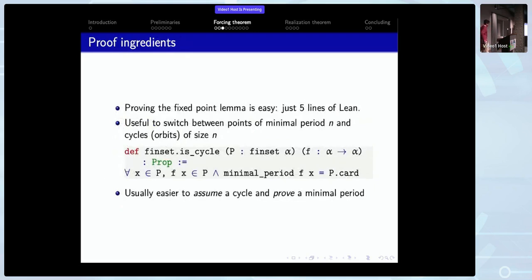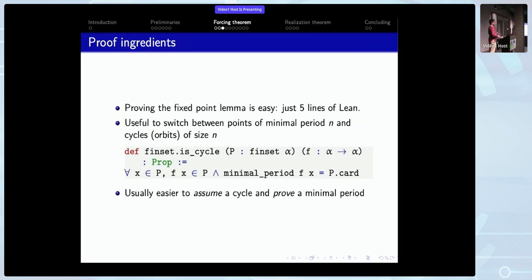Okay, so now what's the actual proof like? Well, it's surprisingly easy, at least the proof of the forcing theorem. So the ingredients I gave you earlier were the intermediate value theorem and the fixed point lemma. The intermediate value theorem is already in Lean's Mathlib, so I don't have to do anything there. I got lucky. The fixed point lemma is actually very easy. I mentioned it's an easy exercise. That wasn't just me lying as a mathematician. It is just 5 lines of Lean.